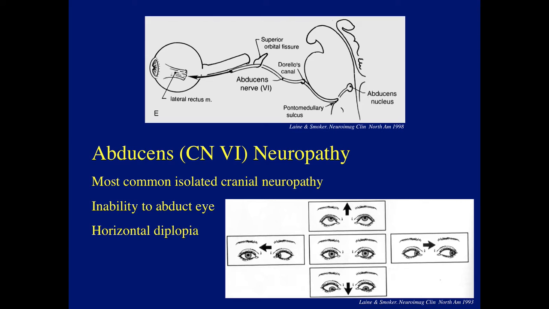It is the most common isolated cranial neuropathy and consists of inability to abduct the eye and horizontal diplopia. As you can see on this image, when the patient looks towards the right, his eye does not cross the midline because of the pathology to the sixth nerve.